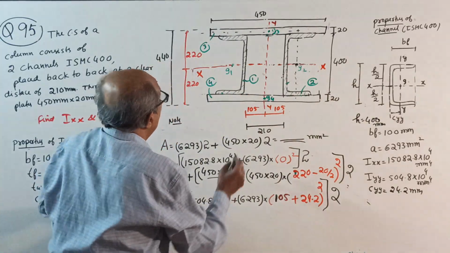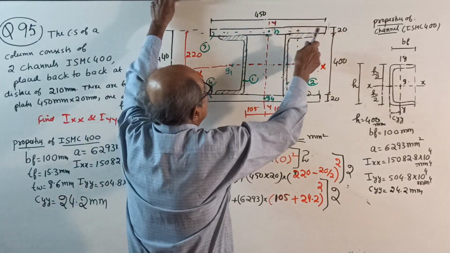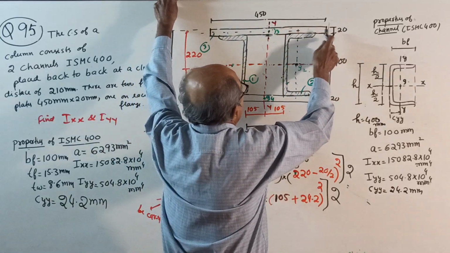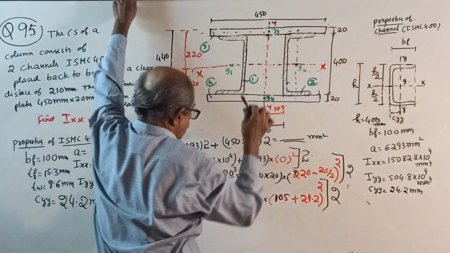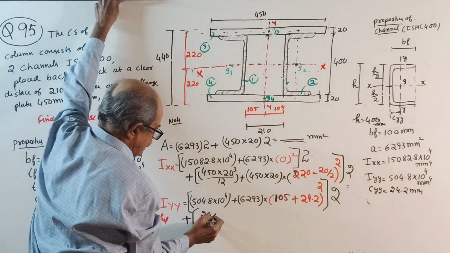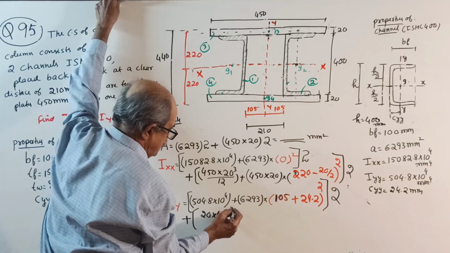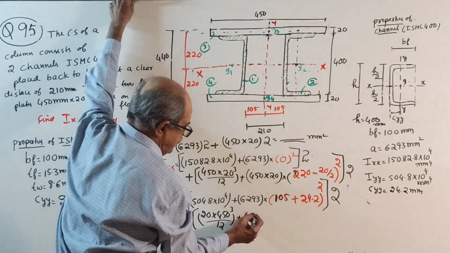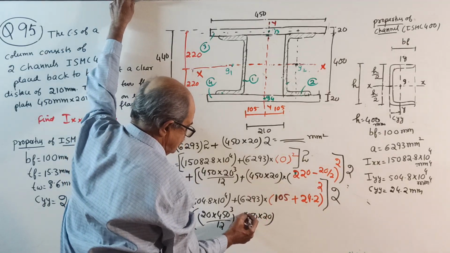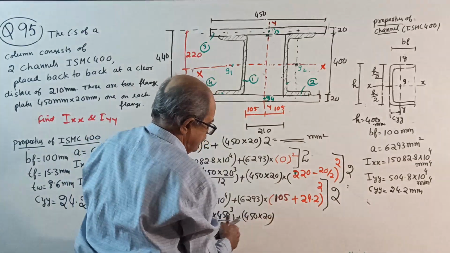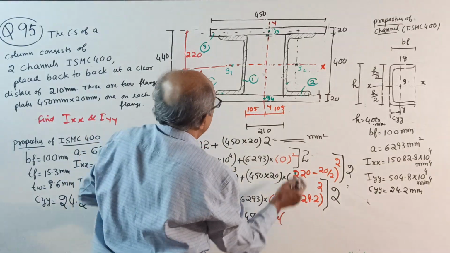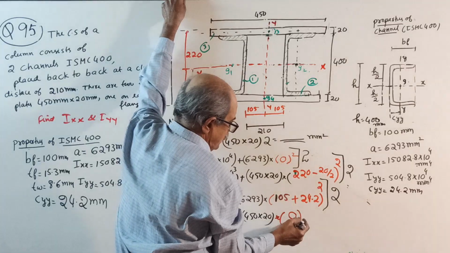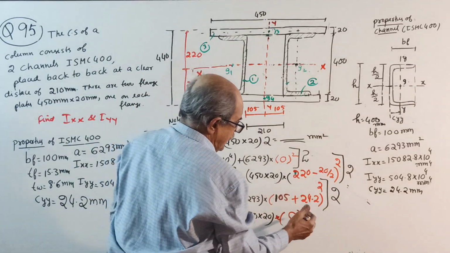Plus I about YY for the plate. First I about its own centroidal axis, parallel to YY, 20 into 450 cube by 12 is IG, plus area, 450 into 20 is the area, multiplied by centroid of the plate lies in YY, so into 0 square. That also multiply by 2.